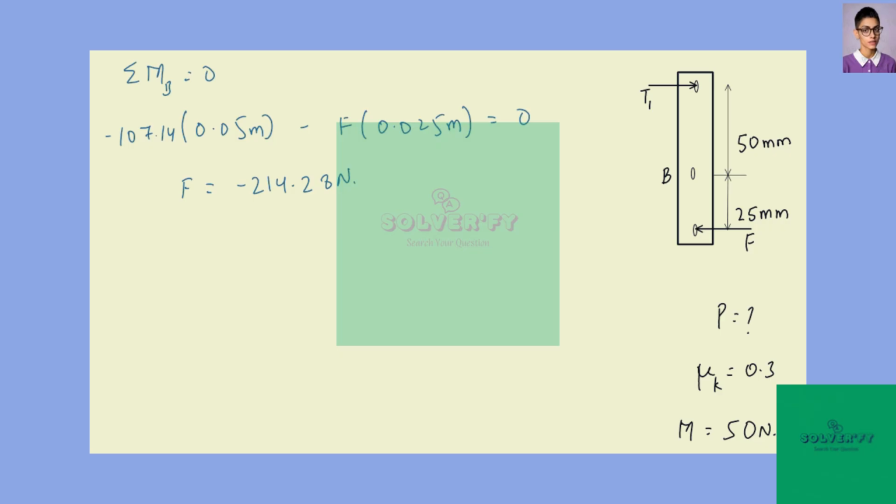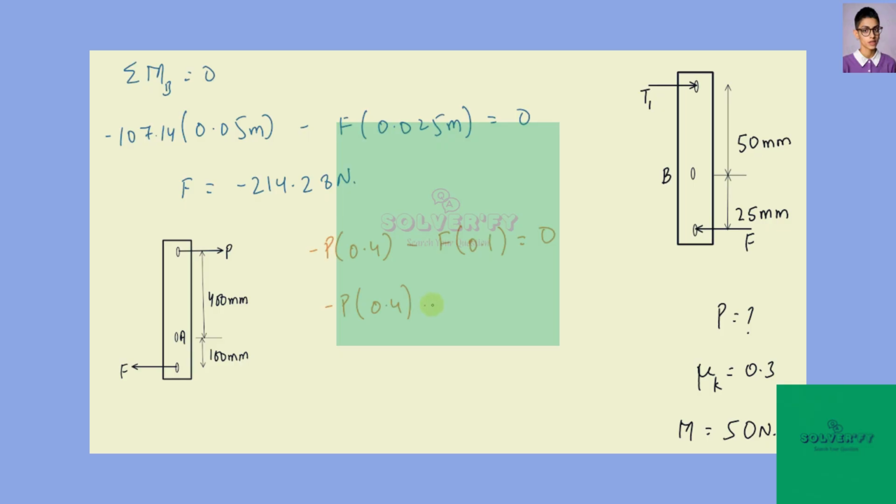Now next we have to calculate the value of P actually. So for that we'll be making the free body diagram of the lever. Now this is the free body diagram of the lever. Now our aim was to calculate this force P. So for that we can take the moment about point A. So minus P times this distance is 0.4 meter minus F times this distance is 100 mm, that means 0.1 meter, and it should be equal to 0. We can plug the value of F here. So minus P times 0.4 minus F, we have minus minus will become plus 214.28 Newton times 0.1 is equal to 0. From here the value of P comes out to be 53.6 Newton.